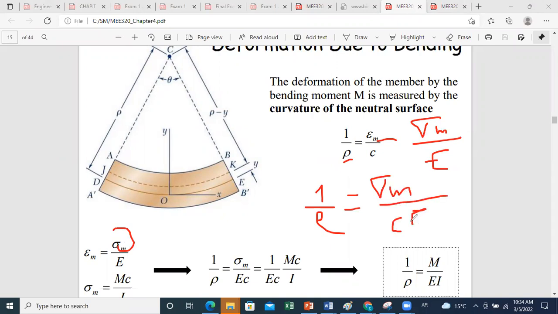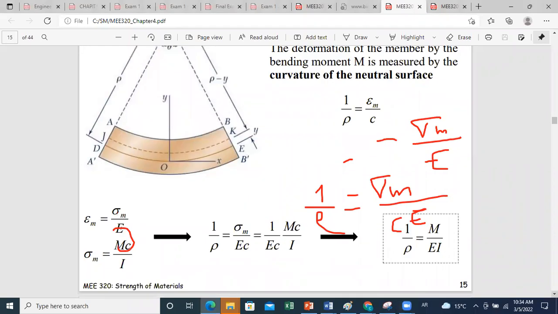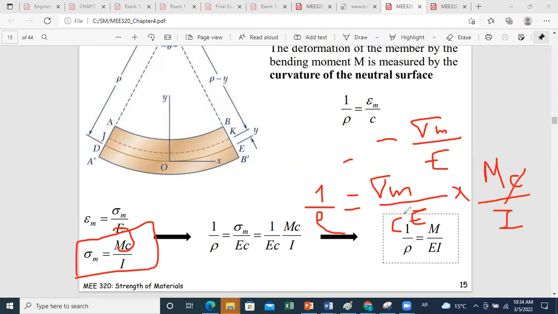And since we have also derived an expression for sigma m as a function of the bending moment, if we want to express the radius of curvature as a function of the bending moment, we can replace sigma m by the developed equation we have revised now. So we multiply by Mc over I. And as you can see, then c will cancel out. And the radius of curvature can be computed if you know the bending moment applied on your section. So by just replacing sigma m by this value here, you get that 1 over rho is M over EI.